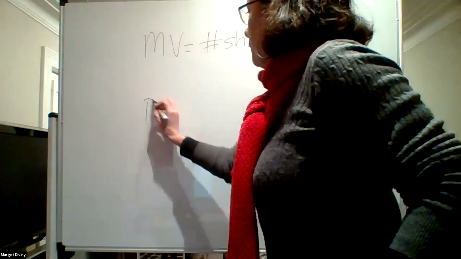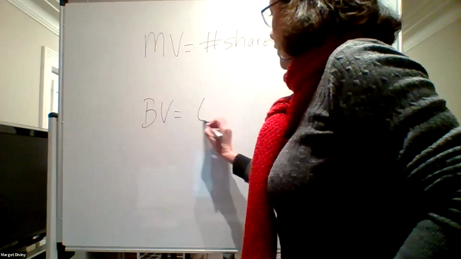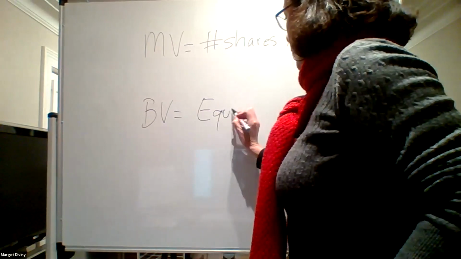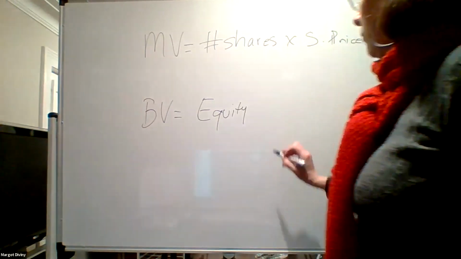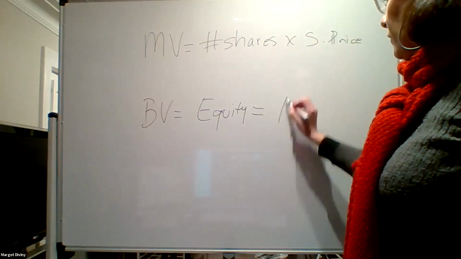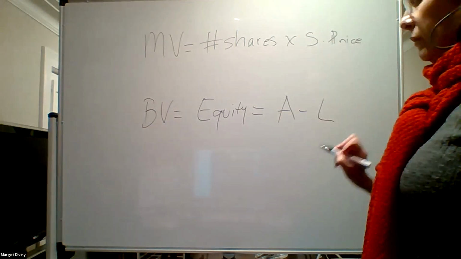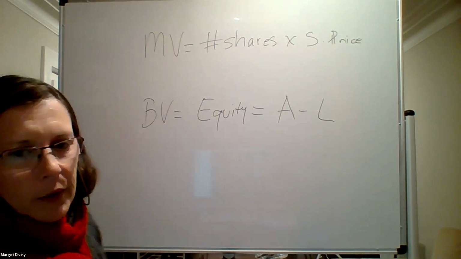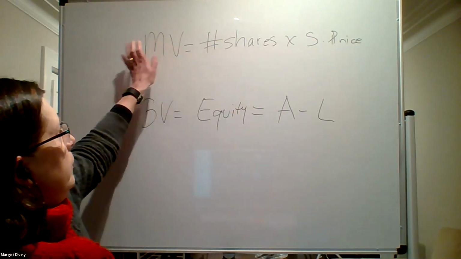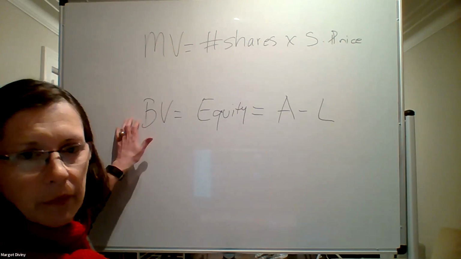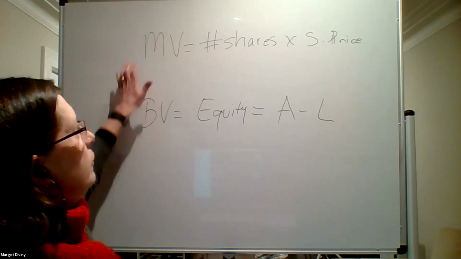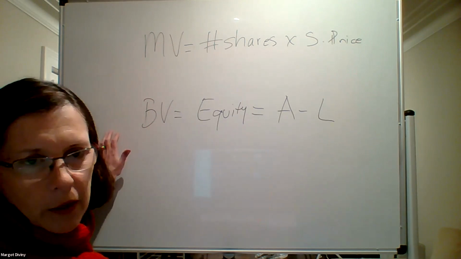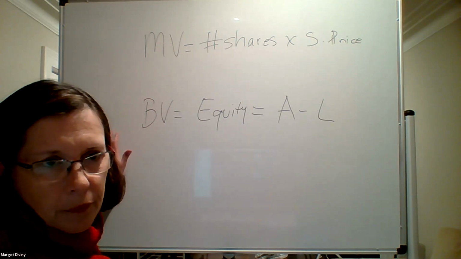Book value is just the equity on the balance sheet, which of course is equity just equals assets minus liabilities. All right. So there's generally quite a difference between the market value and the book value. If this is greater than that, that's a good thing. If the market value is less than the book value, that is not a good thing.